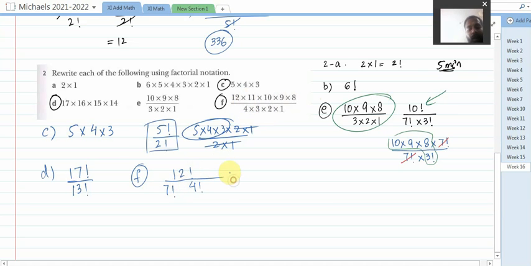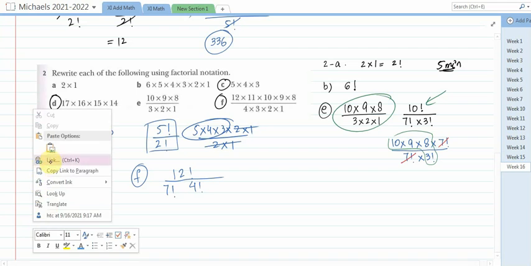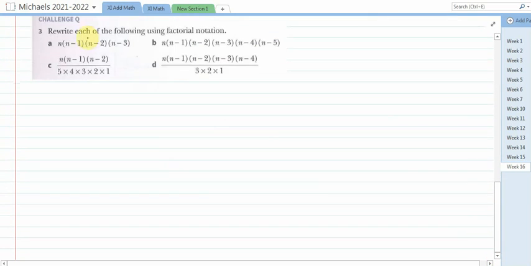So I hope that all of you have a clear idea how to solve factorial notation and how to solve such type of questions which you can see in your question number 2. So moving on to the next question, question number 3. It says rewrite each of the following using factorial notation.